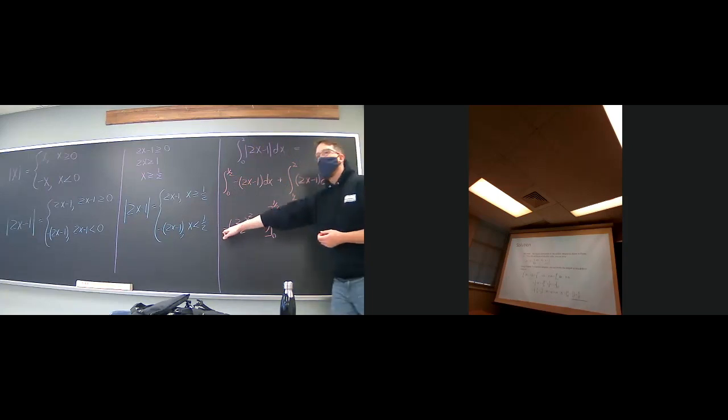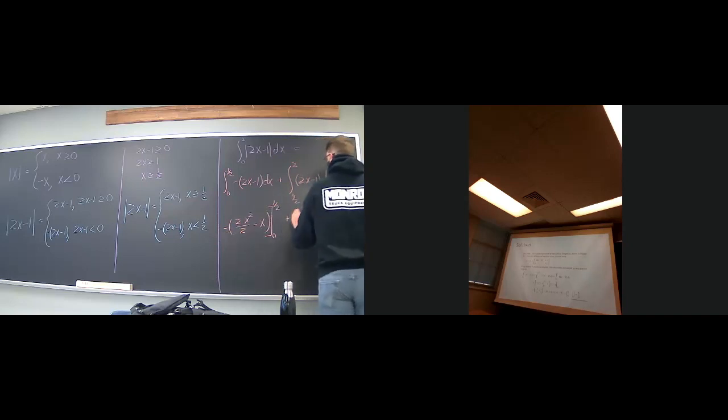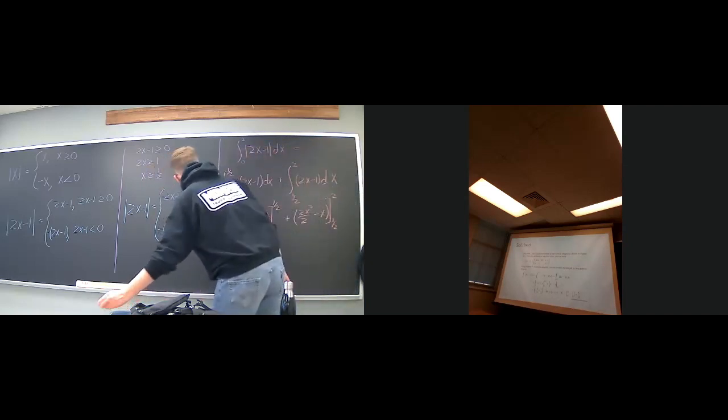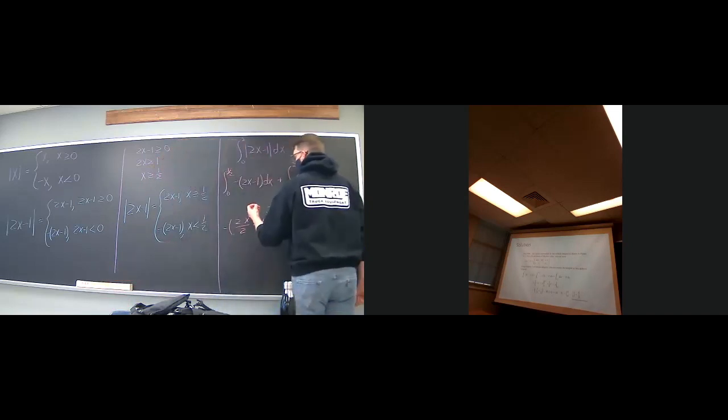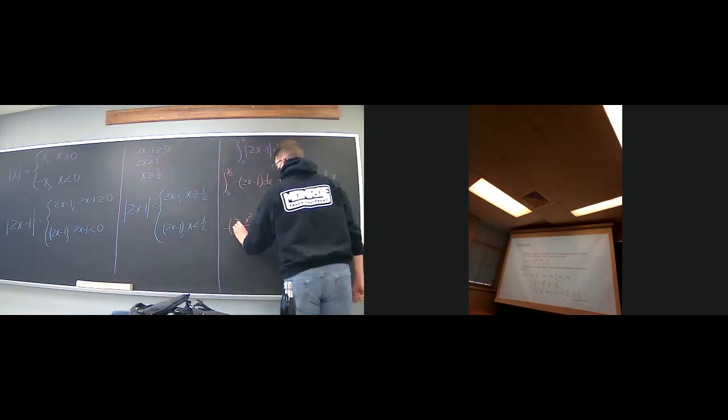Now we're going to add this other integral, but it's really just going to be the same thing, just without this negative, right? So let's go ahead and do that. It's going to be 2x squared over 2 minus x, this time from 1/2 to 2. All right, we've got some cancellations now. We can cancel out these 2's.